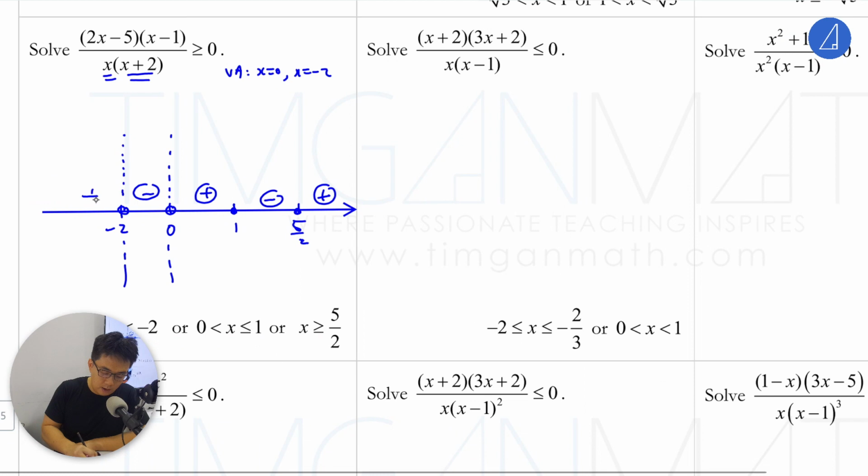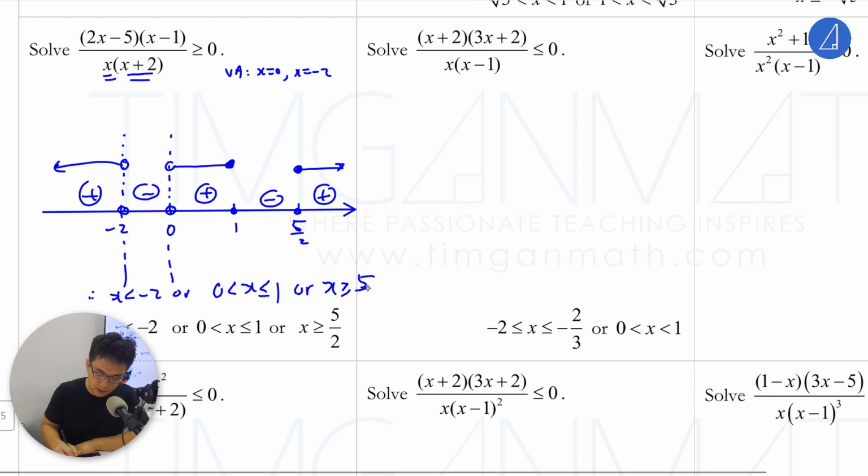Okay. Alternate. Then once this is done, what am I supposed to do? I need the positive region, so it's here to here, here to here. You see the sign is super important. You cannot equal to the vertical asymptote there. Okay.